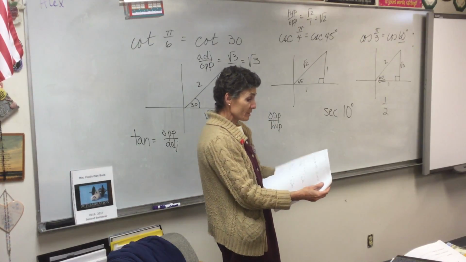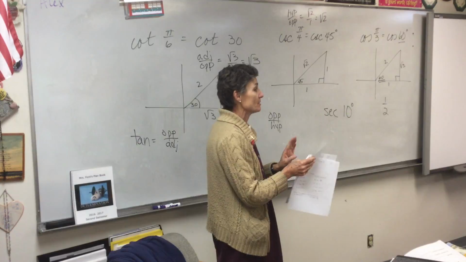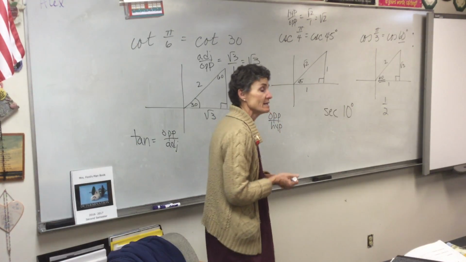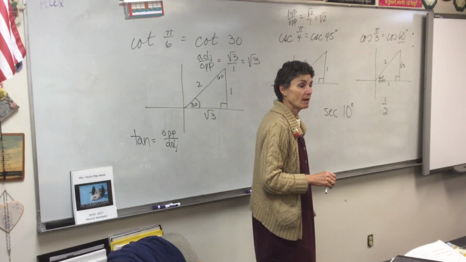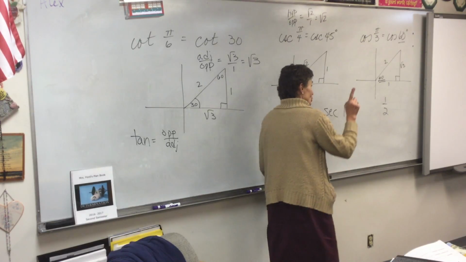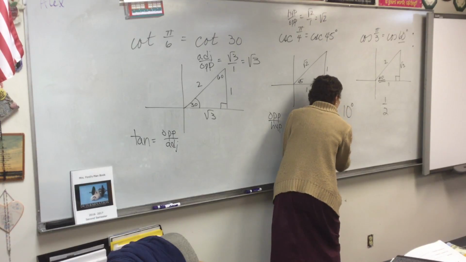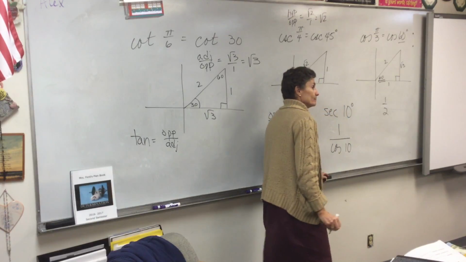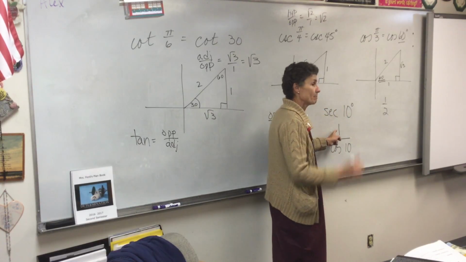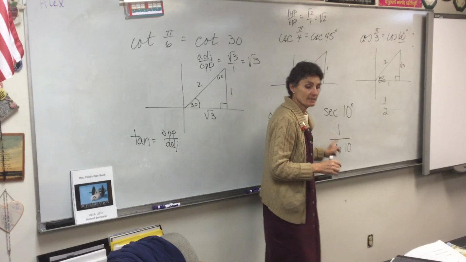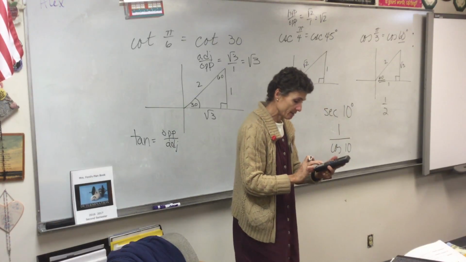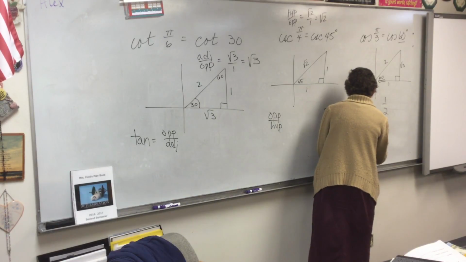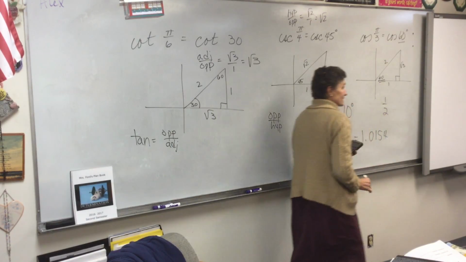The only way to find the secant of 10 degrees is to remember what secant is. What is secant? The reciprocal of the cosine. So this is what you type: 1 divided by cosine 10. You literally type the number 1 divided by cosine 10, and the answer you should get is 1.0154.